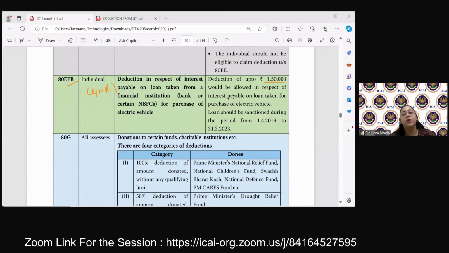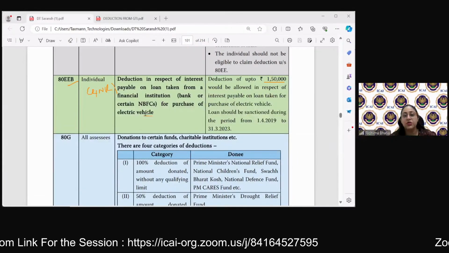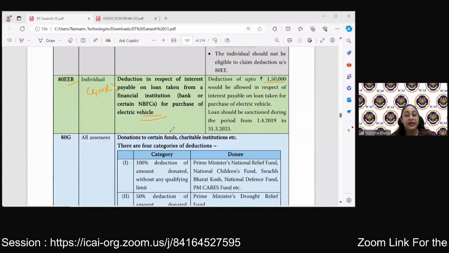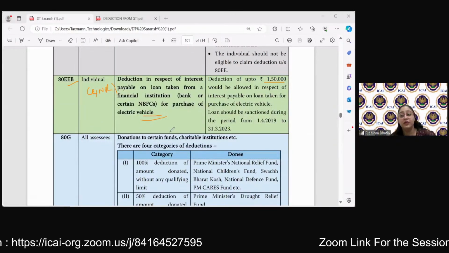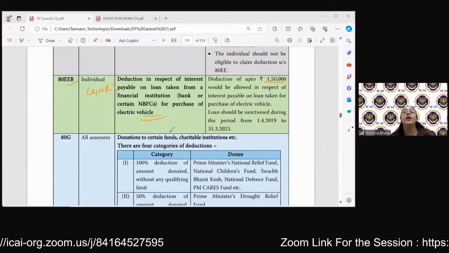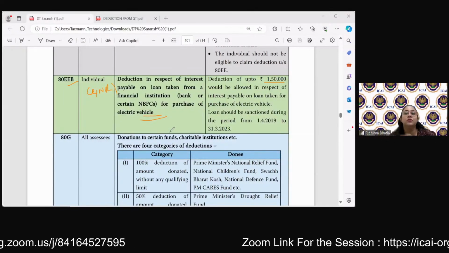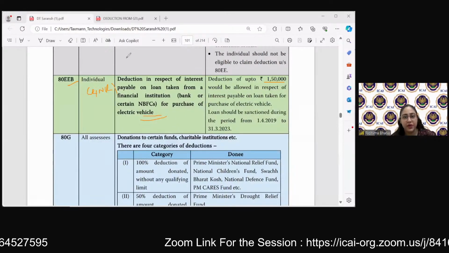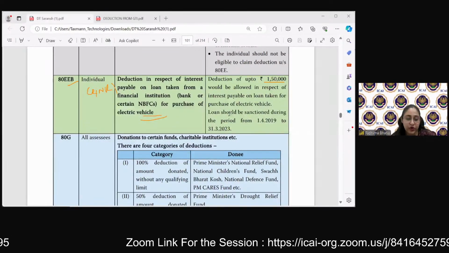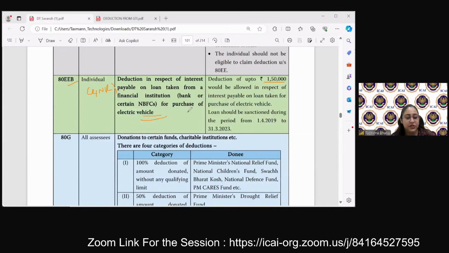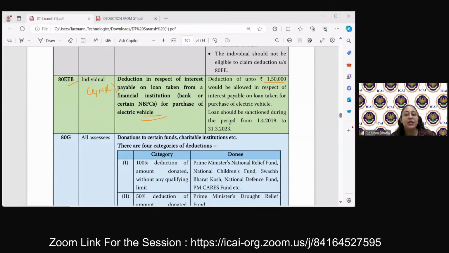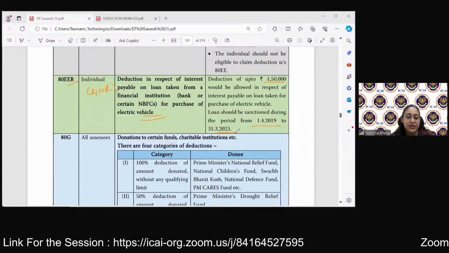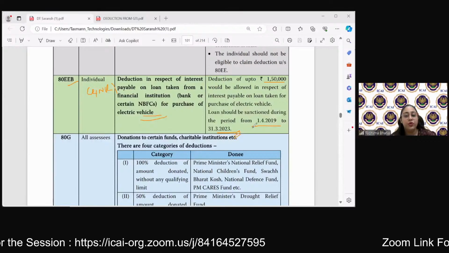The deduction is in respect of interest payable on a loan taken from a financial institution for an electric vehicle. So to boost the sale of electric vehicles, the government gave an additional interest deduction of 1,50,000. I mean, you're saving 1,50,000 from your income, so definitely you're saving a huge amount of tax. This was a very good move to promote the electric vehicle segment. But here also you have to remember the loan should be from a bank, financial institution, or NBFC. Loans should be sanctioned during the period from 1st April 2019 to 31st March 2023. This is a very, very important point.